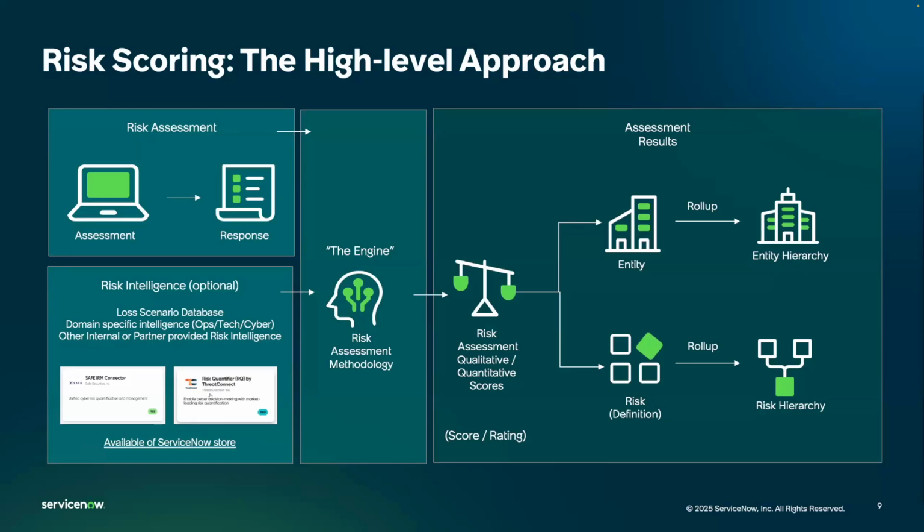The takeaway: inputs flow through the methodology engine, produce scores and ratings, and aggregate across both entity and risk hierarchies. That's the high-level approach. Now let's dig into the details.